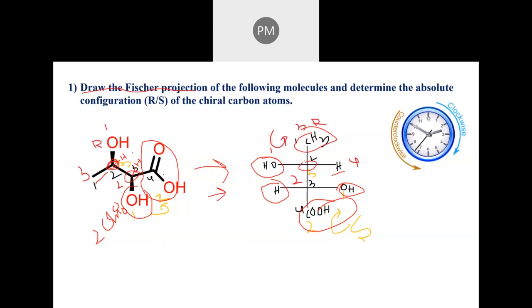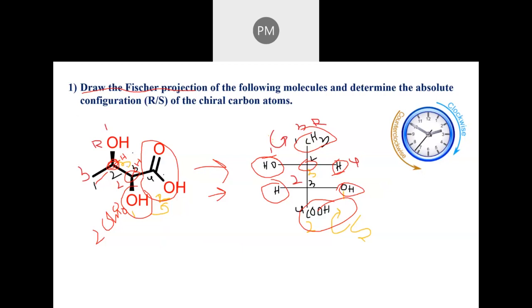After making this Fischer projection, we first have to give the priorities at carbon 2. At this center we have OH, methyl, hydrogen, and one C-C bond. OH will be our first priority, the C-C bond the second, methyl the third, and hydrogen the fourth. If we rotate 1, 2, 3, the rotation is anti-clockwise. With the fourth priority horizontal, by the Fischer rule, this will be the R configuration.